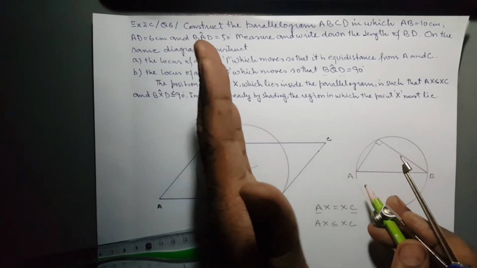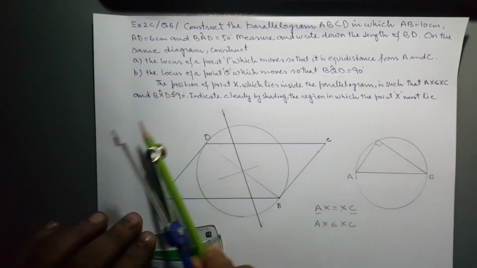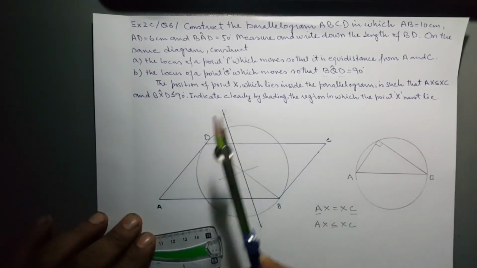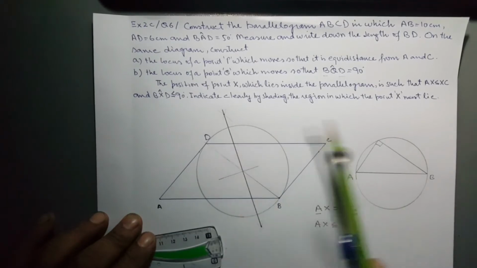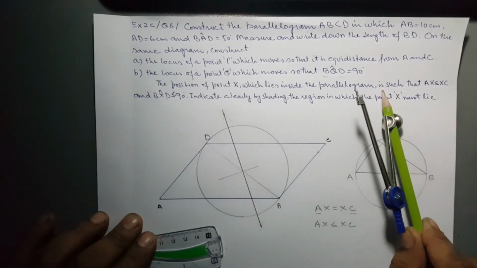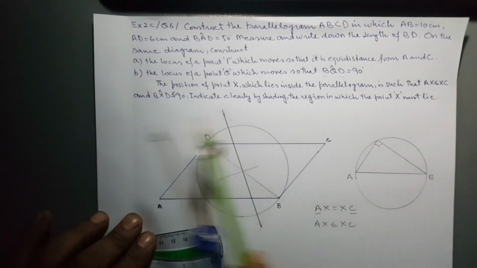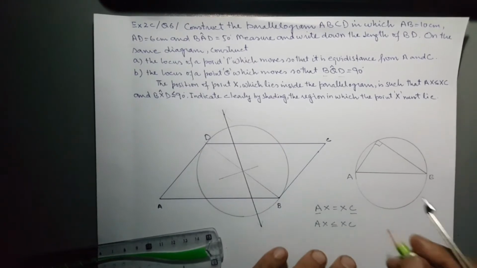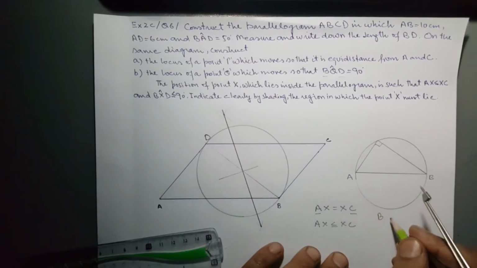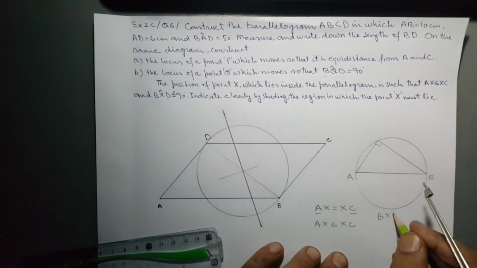So this one is the portion closer to A. Now we will remain inside the parallelogram and closer to A. And the next portion of the statement is such that AX is less than XC and angle BXD is less than or equal to 90 degrees. Then again we will switch back. We will convert this into an equation.